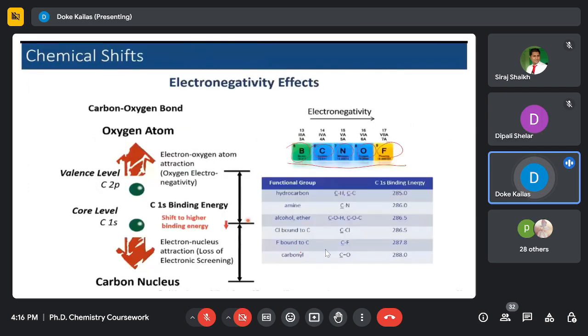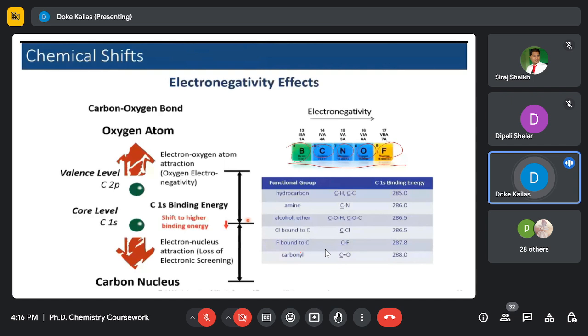When carbon in our surface system is bonded with boron, or with hydrogen, or with another carbon by a single bond, which we normally call a hydrocarbon, the general functional group, the 1s binding energy of this carbon is 285 electron volts.